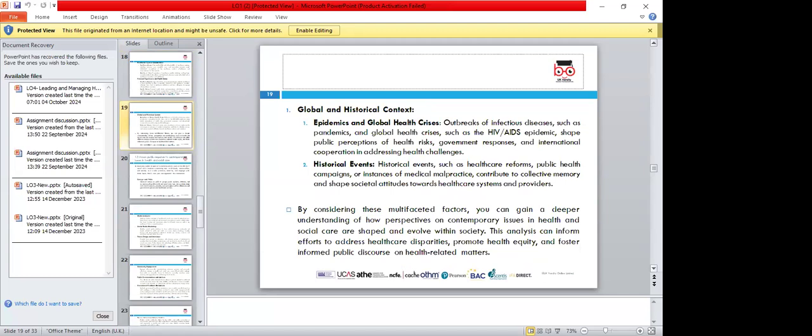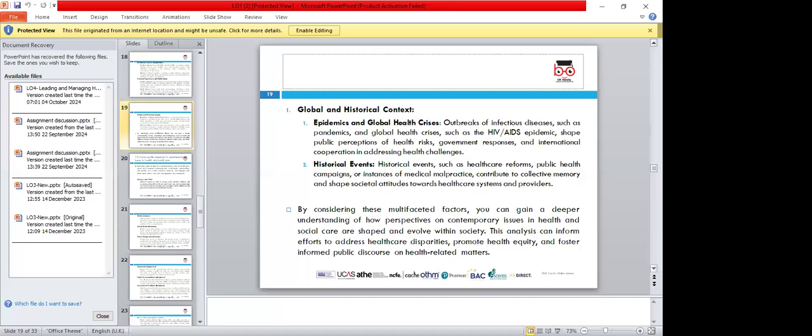In pandemics and a global health crisis, something like the outbreak of an infectious disease such as the HIV/AIDS pandemic shape public perception. We spoke about it already, isn't it? Of health risks, government responses, and international cooperation in addressing the health challenges. So, yes, of course, those may have an impact within healthcare and can shape the public perceptions of health risks, government responses, and the international cooperation on addressing the health challenges. So those are very important. We have to look at.